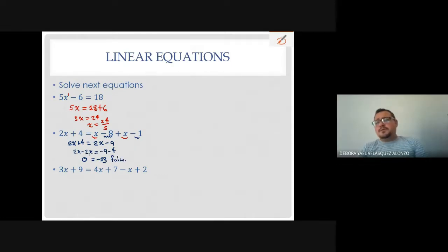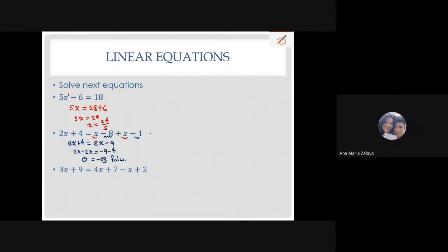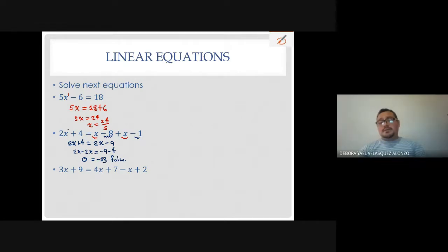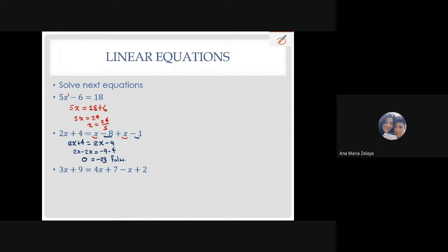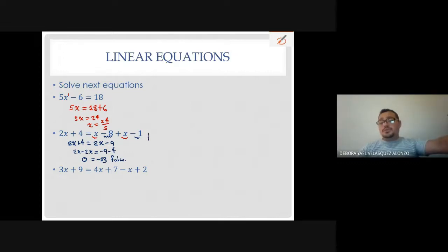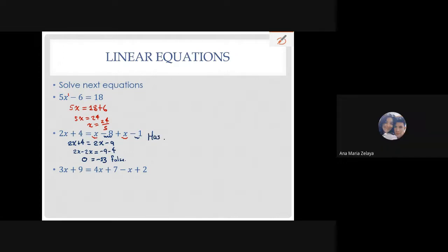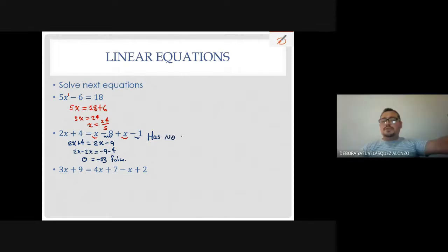So at the end, you're going to have 0 times x, that is 0, because 0 multiplied by something is 0. And this creates something that is false. So what can we say about that equation? It is a linear equation because the degree of the expression is 1, but it has no solution. Okay? That's what we can say. That there is no solution for this one.